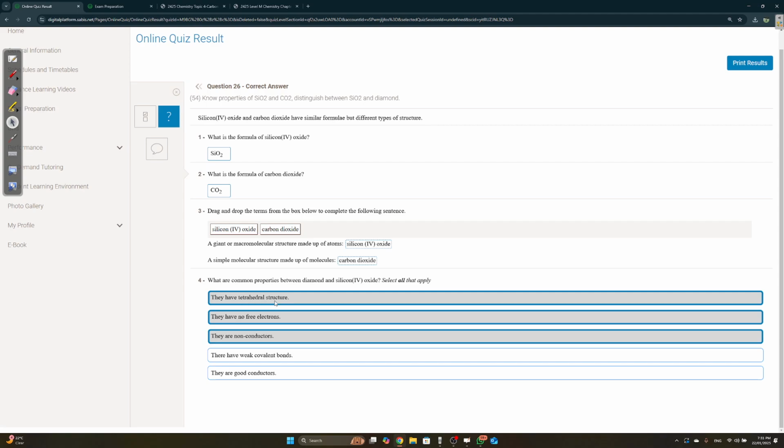They both have tetrahedral structure. They have no free electrons. They are non-conductors. They have weak covalent bonds? No, because silicon dioxide isn't weak. They are good conductors? No, obviously not, because they don't have any free electrons.